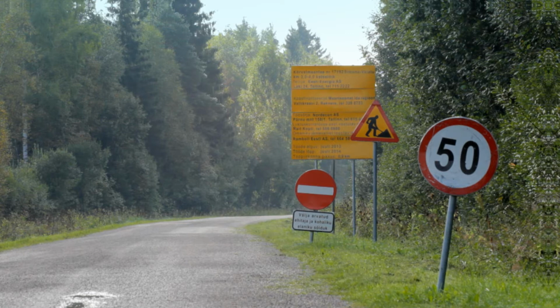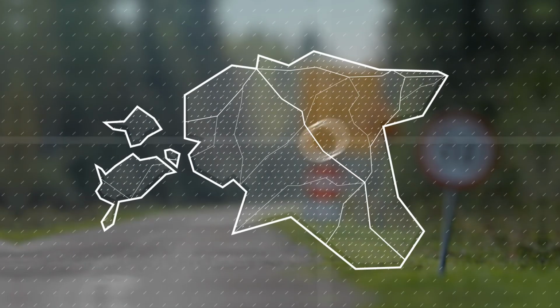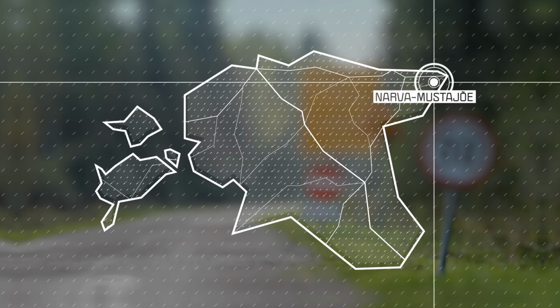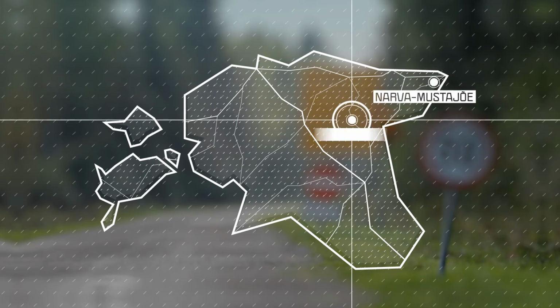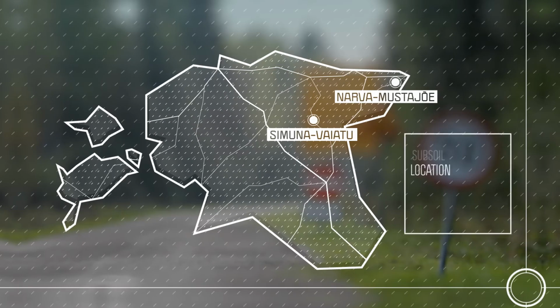To test the 2 stabilization techniques, different test sections were chosen: the Narva-Mustajoe road section in Ida-Viru County and the Simuna-Vaetu highway in Lääne-Viru County. These road sections had all the required characteristics to test the oil shale ash technologies, such as suitable composition of the subsoil, a location sufficiently distant from human settlement, and the possibility for traffic detours.